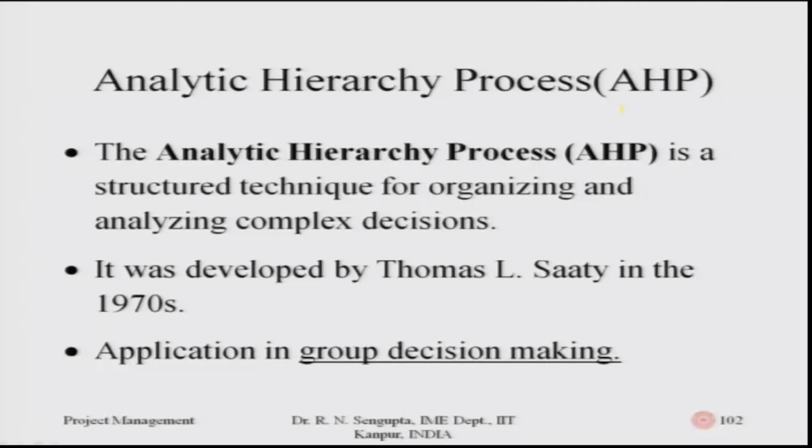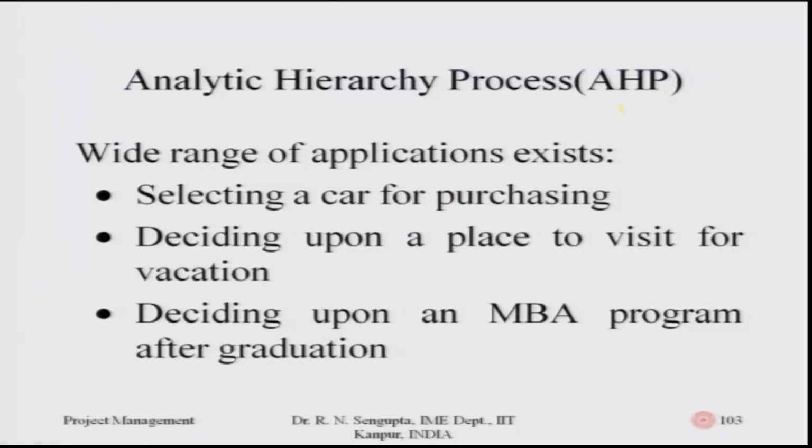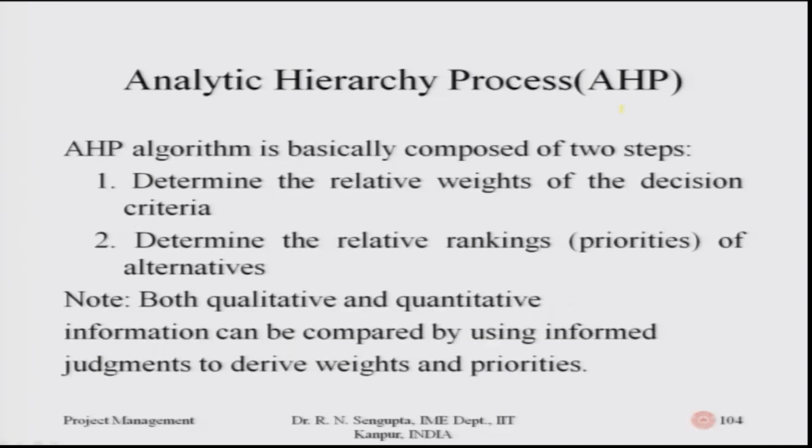So, I would not go into those detailed examples, but I will very simply consider this AHP, where the group decision making process is considered in a very qualitative way, such that it gives you in a nutshell the conglomeration of all the decision processes different human beings may have. So, it has a wide range of applications, like say for example, selecting a car for purchasing, deciding upon a place to visit for vacation, deciding upon MBA programs. All these can be decisions, projects, whatever is to be considered.